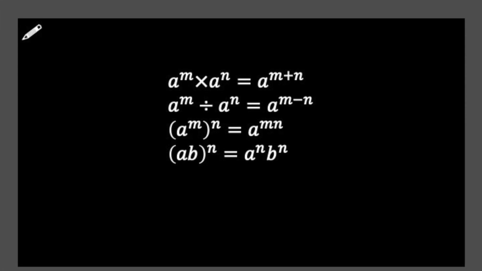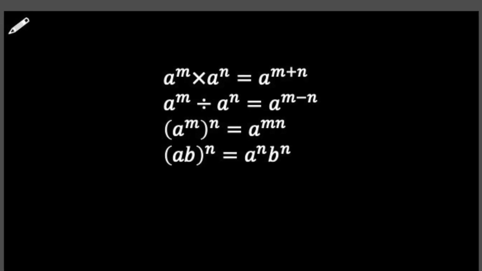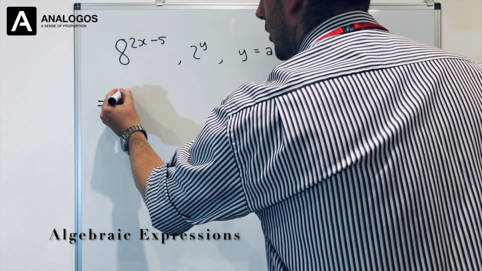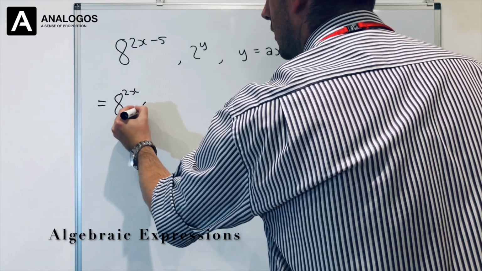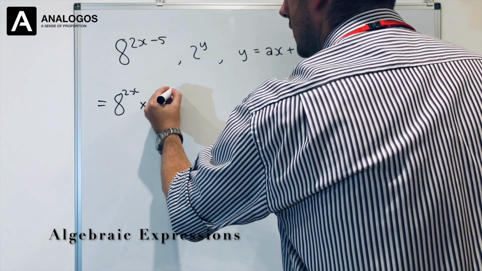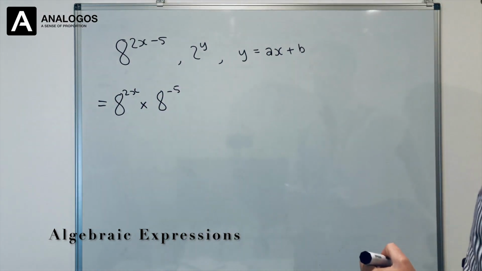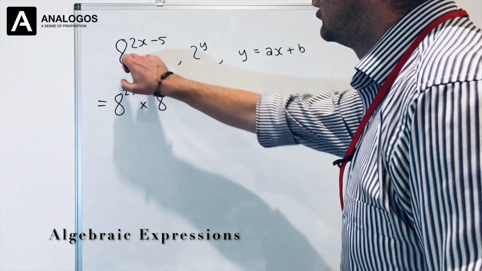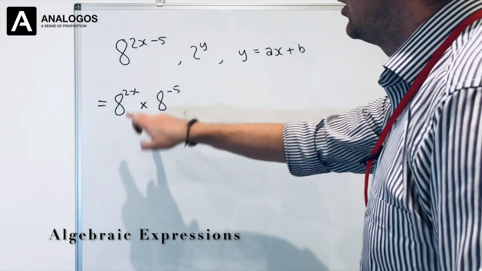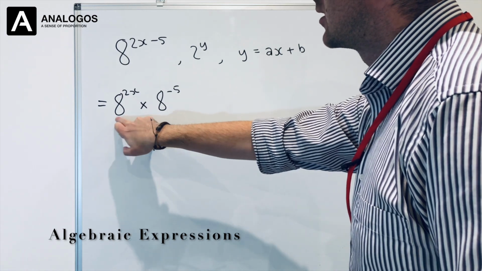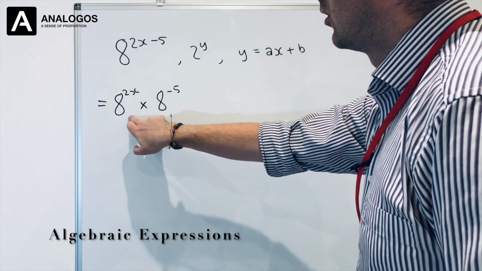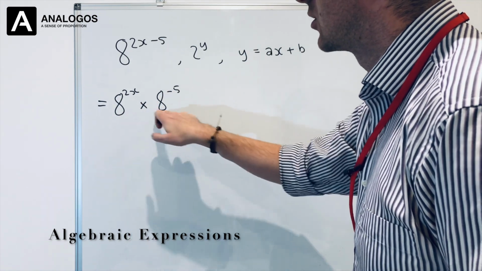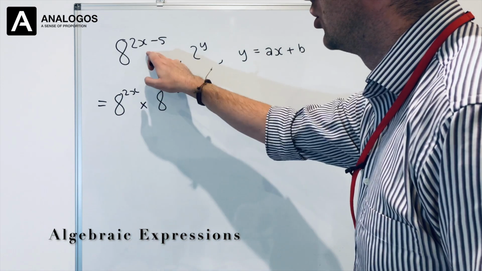So 8 to the power of 2x minus 5 is the same as, okay, you can split that up, so it's 8 to the power of 2x multiplied by 8 to the power minus 5. Your laws of indices will tell you that. If you're going the other way, you could say 8 to the power of 2x minus 5 simply because they have the same base, in this case 8. If this was 9 or any other number, you couldn't bring it together.